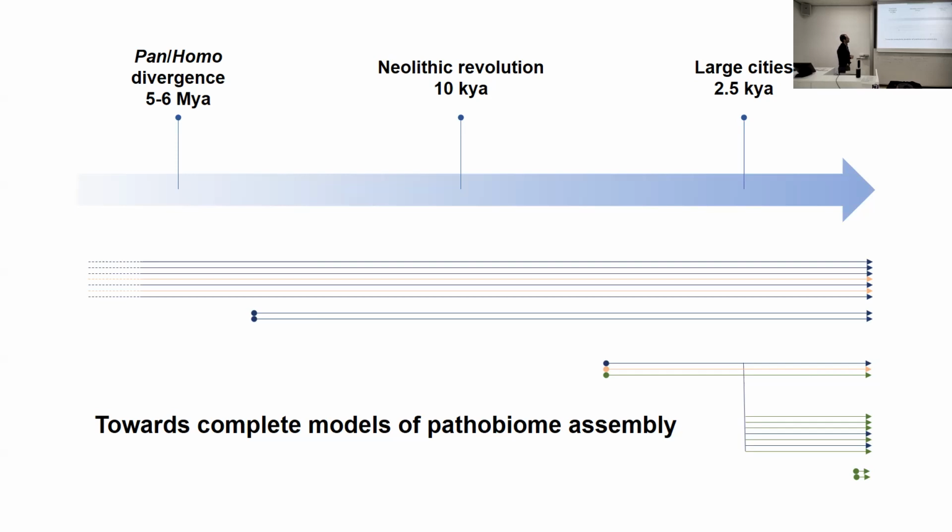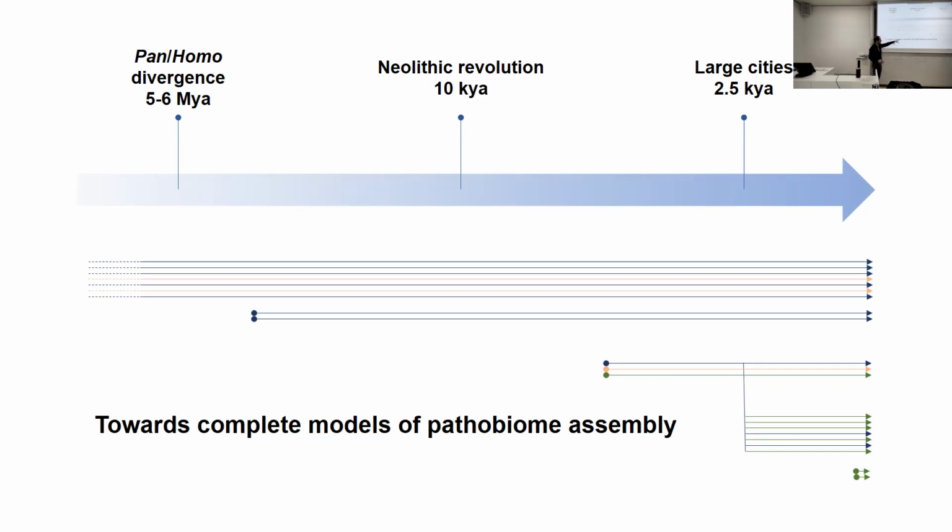ambitions to do is to move towards much more complete models of pathobiome assembly. So basically the idea is just to multiply the examples, right? And to have at the same time a qualitative view, what happens with RNA viruses when you compare that to DNA viruses or to bacteria, gram-negative, gram-positive, whatever, but also a quantitative view, okay?